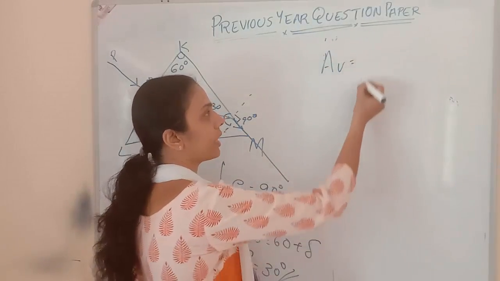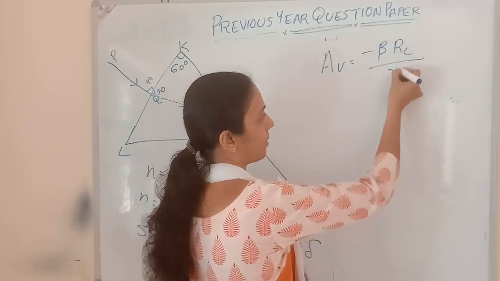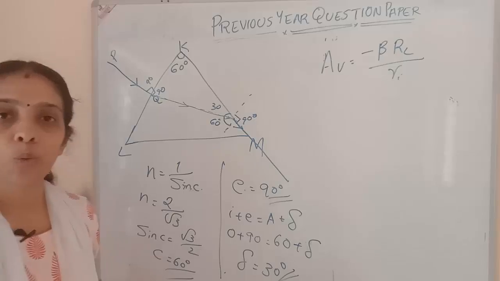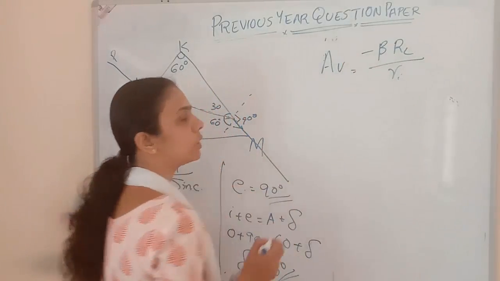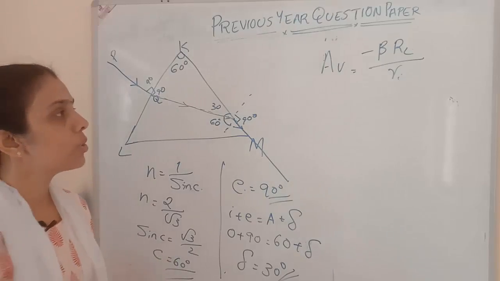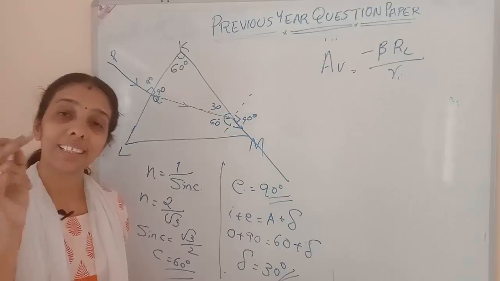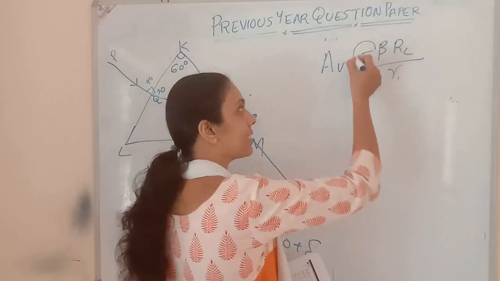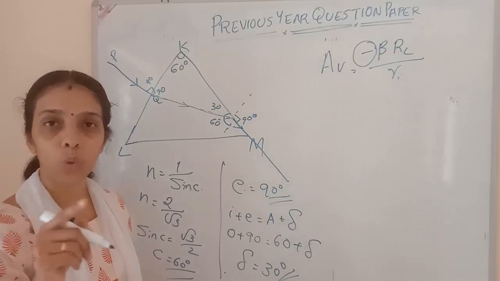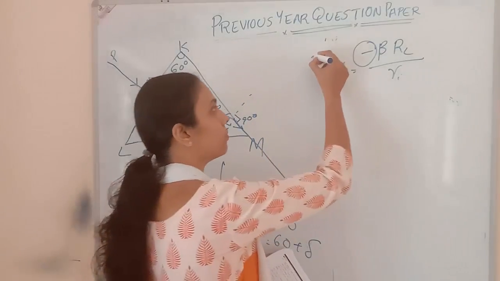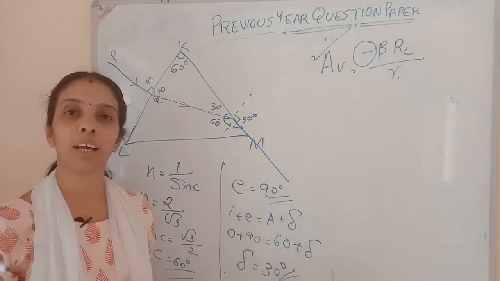What is the value of AV? Minus beta into RL by Ri, isn't it? This was the formula which we derived for our voltage amplification AV. So AV equals minus beta into RL by Ri. The negative sign indicates that it is 180 degree out of phase. So what you should do here is first derive the formula AV equals minus beta into RL by Ri.